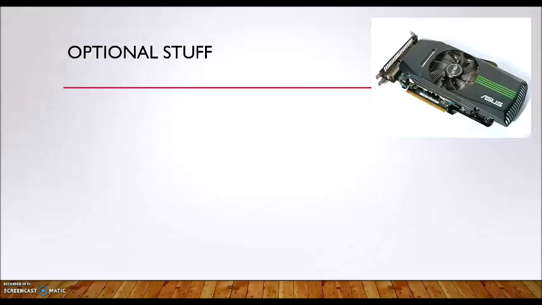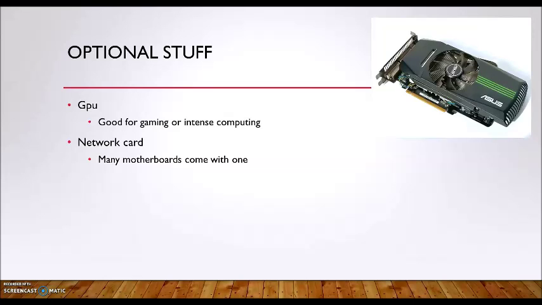Some of the optional stuff include a GPU. They're great for gaming. If you're a gamer, get a GPU. If you're not, don't bother. It's going to be the most expensive part of your computer if you get one. A network card is also an optional thing to get. Most motherboards come with one, but basically what the network card does is it allows your computer to talk to the internet or Bluetooth or other computers.